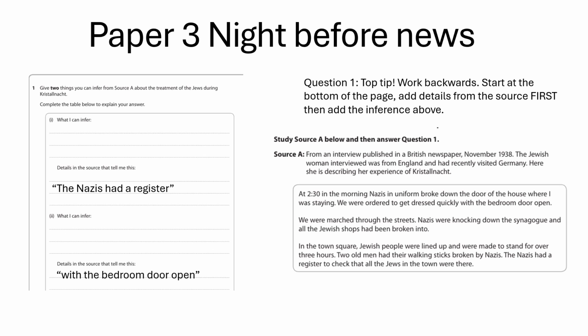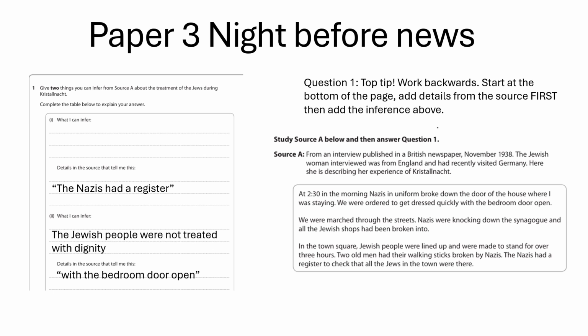So in this case, clues about the treatment of Jews, and then you write the details in first, because it is easier to make an inference from a detail than have an inference and then find a detail afterwards. And you can see that I've done that on the screen. So we've put the details in, the quotes in first.